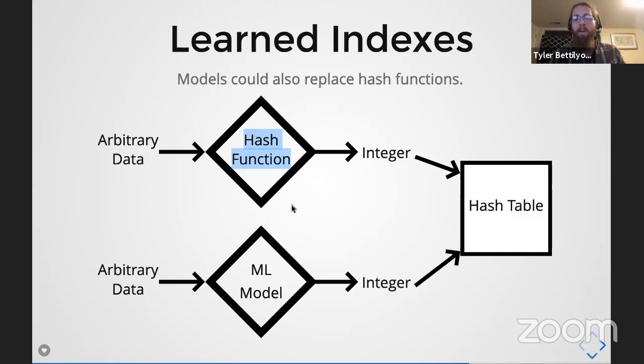From SRV, if I understand correctly, ML is used to replace the hashing functions. Yes, that's exactly right.